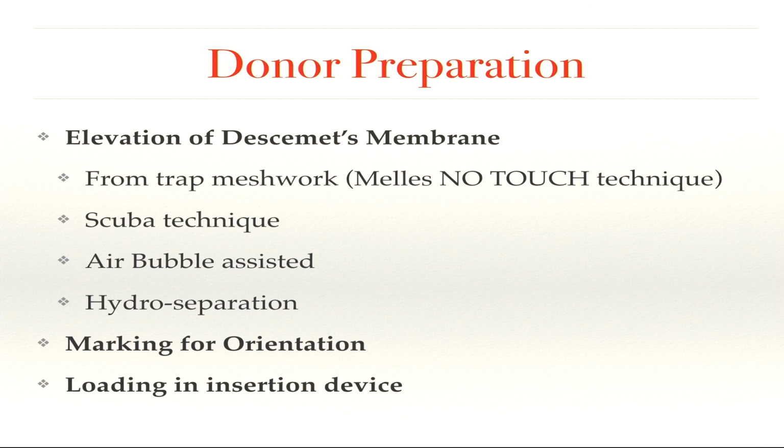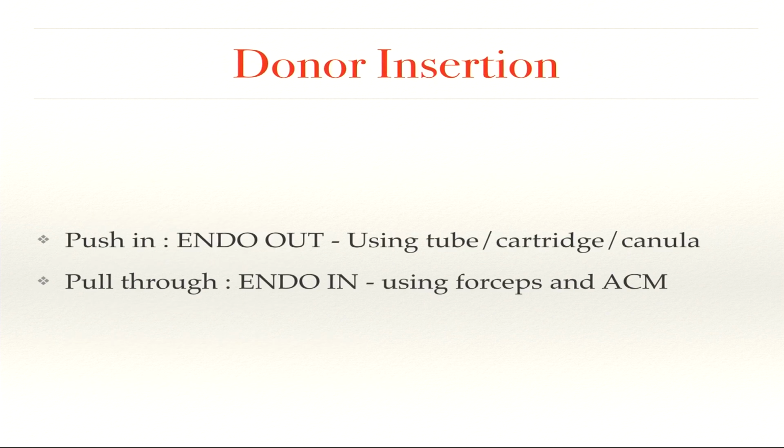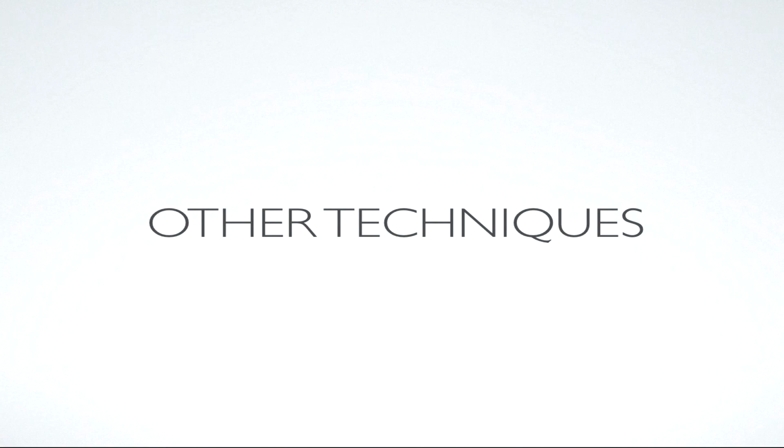And then finally you have to load it in some sort of insertion device through which it has to be finally injected into the eye. The donor insertion is usually push in. Most people are doing that using either a tube or a cartridge or some sort of cannula or a glass pipette, or a pull-through technique where you're using a forceps with or without an anterior chamber maintainer.